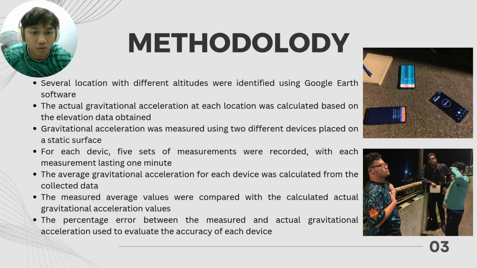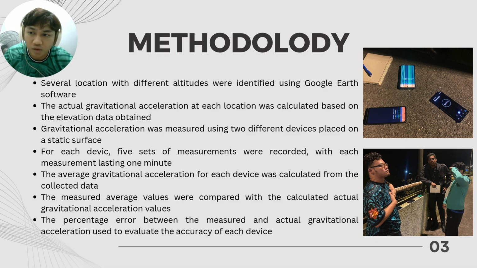Assalamualaikum warahmatullahi wabarakatuh. My name is Syamsul and I will present the methodology for our experiment. Before we start collecting our data, we first determine the altitude of each experimental location by using Google Earth. From this altitude, we use a theoretical formula to find the actual gravitational acceleration for each site, which we use as our baseline in this experiment.